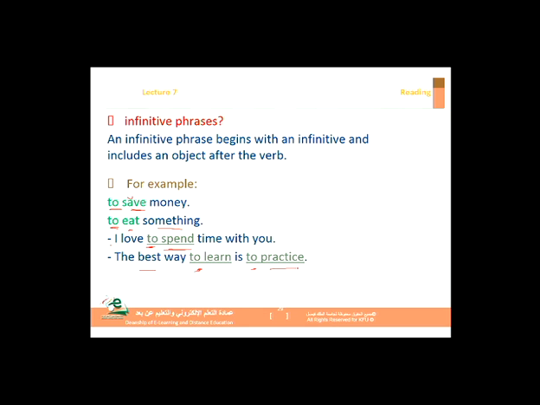Now, are these verb phrases? Yes, there is a verb, but it's preceded by to. So that makes it what? Infinitive phrases. So it begins with an infinitive and includes an object after the verb.